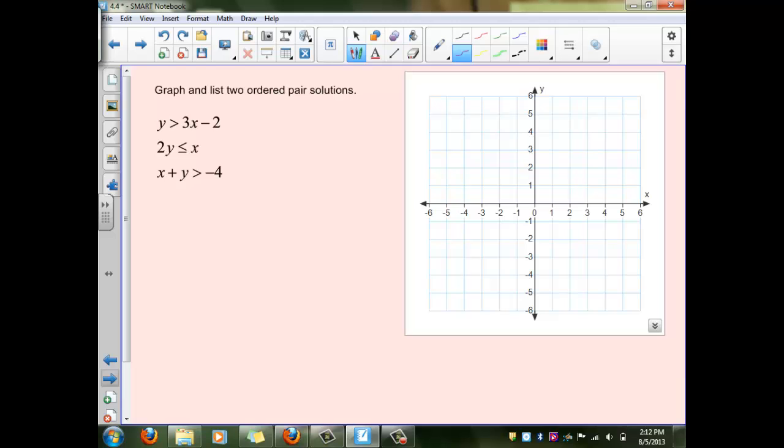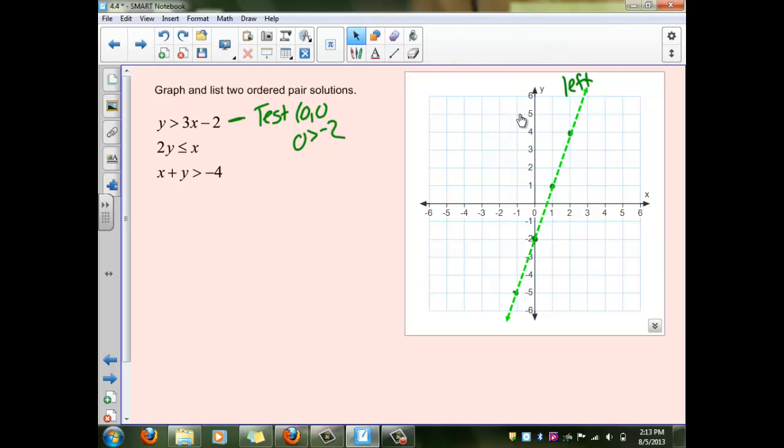Now our last one is going to work the same way. This first one, it's already in slope-intercept form for us. And for this one, if we test 0, 0, we'll have 0 greater than -2, which is true. So we want to the left of this, of the green. Now the red, get y by itself, so divide both sides by 2. So your y-intercept is 0, slope is 1/2.